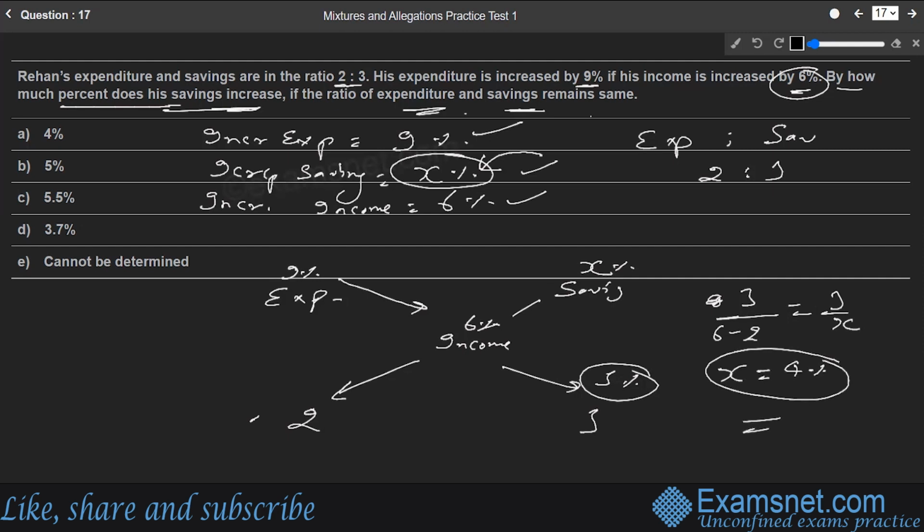So this is an easy method of solving for the three values, and they are easily relatable by the alligation method. So the increase in the saving should be 4% to give you the ratio again as 2 is to 3. The answer is 4%, which is available in option number A.